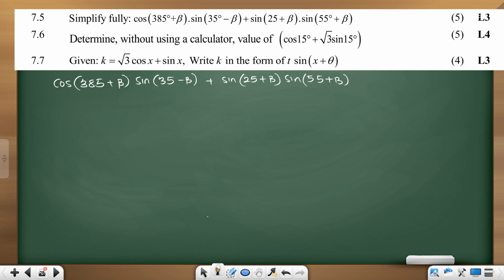Cos 385 plus beta. Can we reduce that? Guys, already I see 385, right? It's bigger than 360. What do I say? Minus 360. So what is 385 minus 360? 25. Check. I'm done with my... You see, I am maintaining the same angle on both ends.